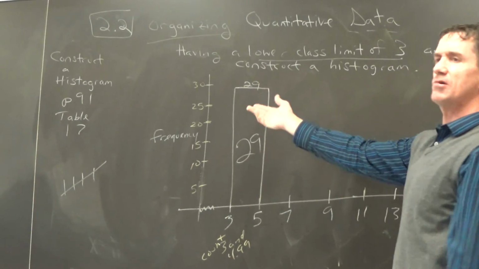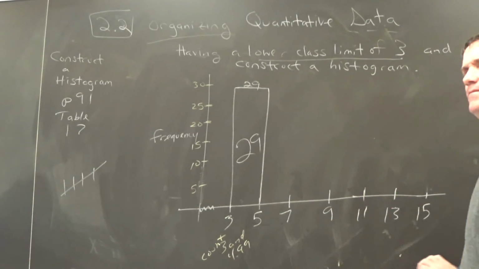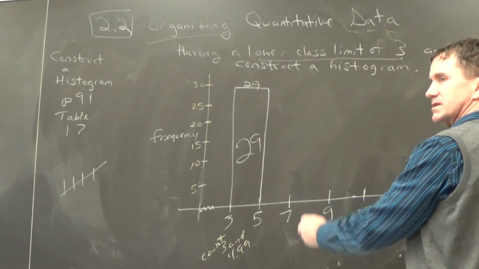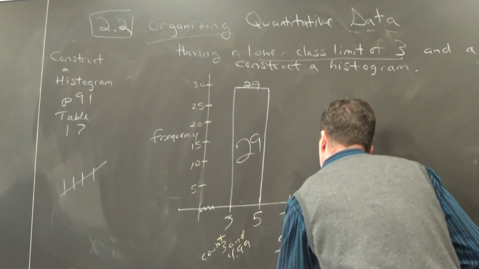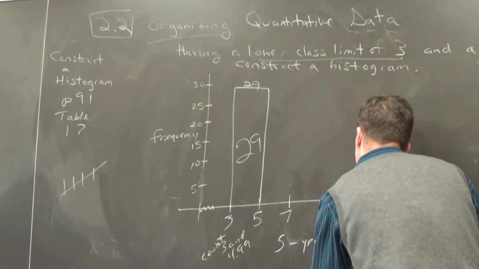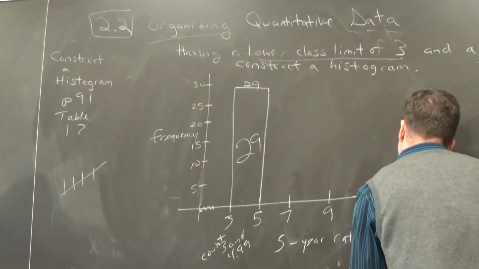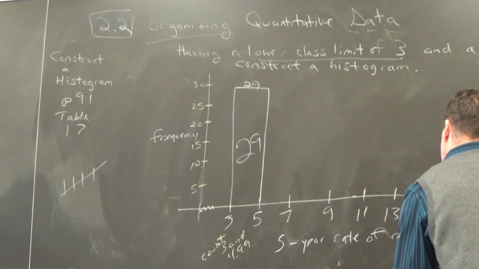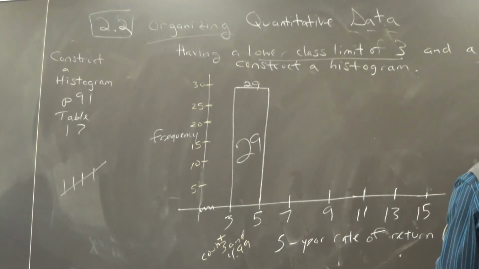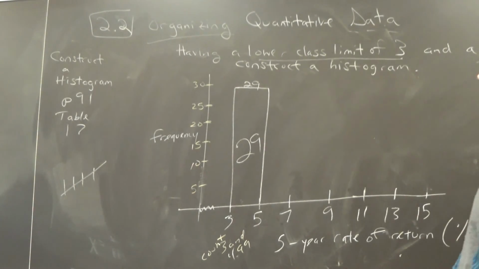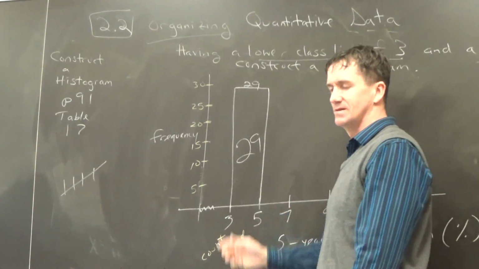Oh, the other thing, as I'm writing this, shouldn't I label this down here? So you go, what was this? This was a 5-year rate of return. They were in percentages, so I'll put that in parentheses. 3%, 5%, 9%. But it's quantitative. Is that okay?